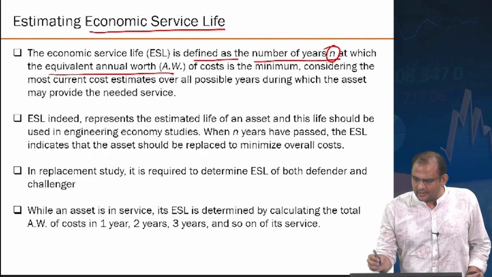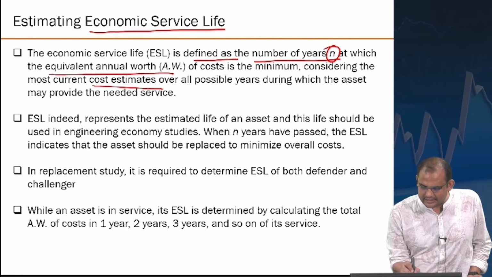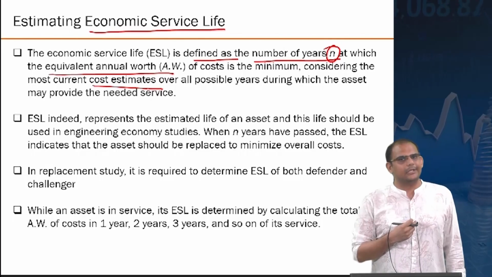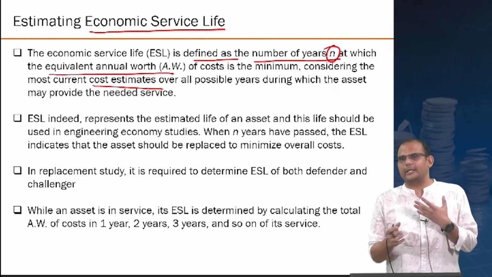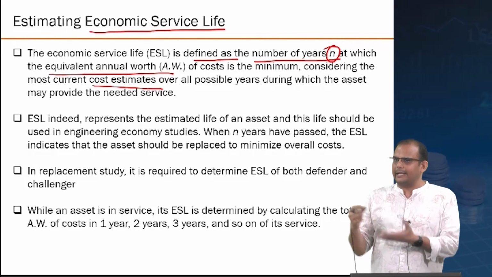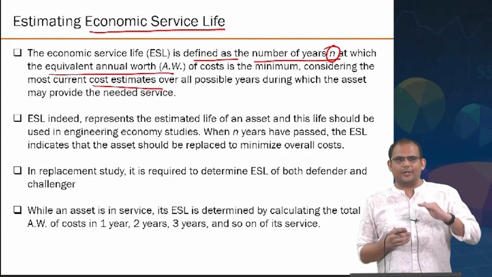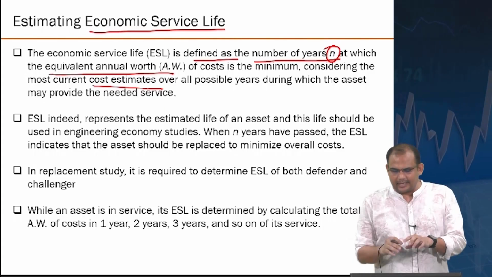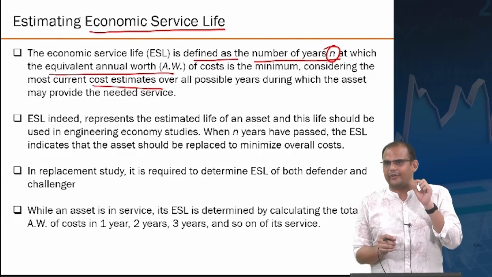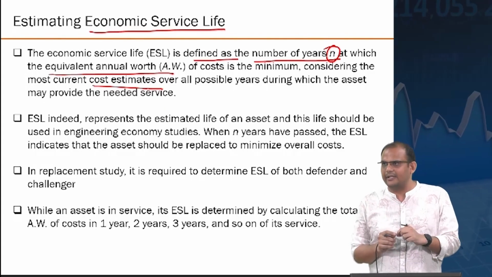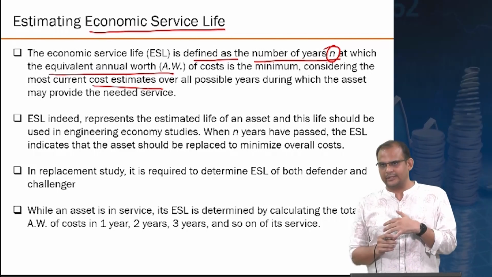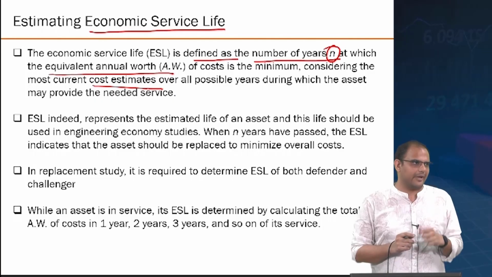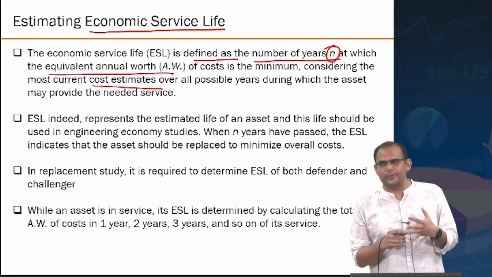Okay. Considering the most current cost estimates over all possible years during which the assets may need to provide service. Because you are doing the replacement analysis again and again, you make sure that you always have the latest projections of all these cost numbers. In that, you choose the value of economic service life such that the annual worth of all cost is minimum at that service life. Okay. How do you calculate it?